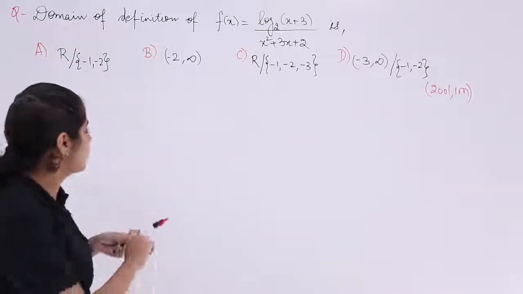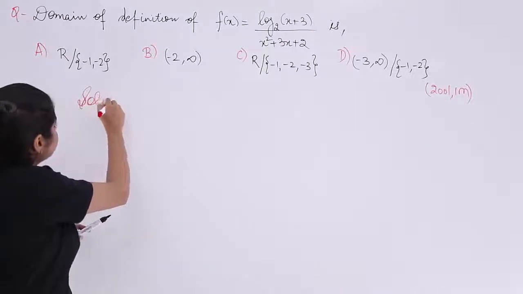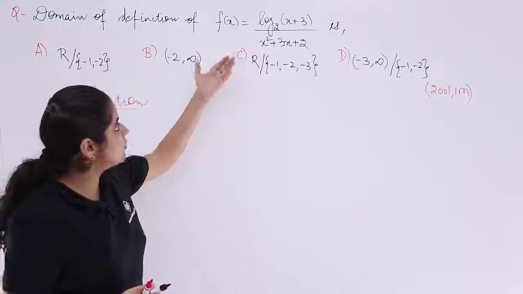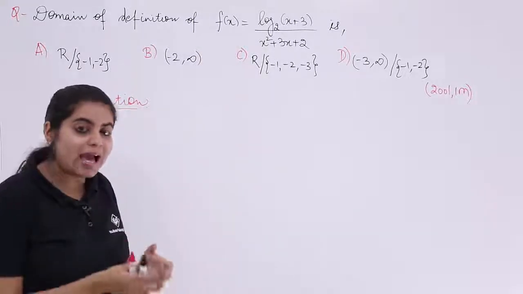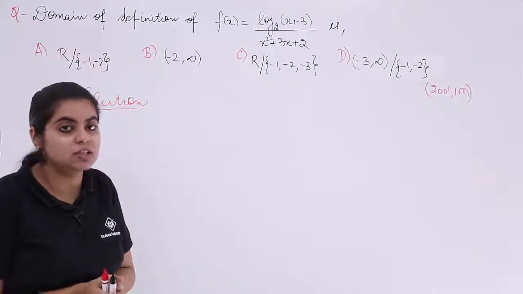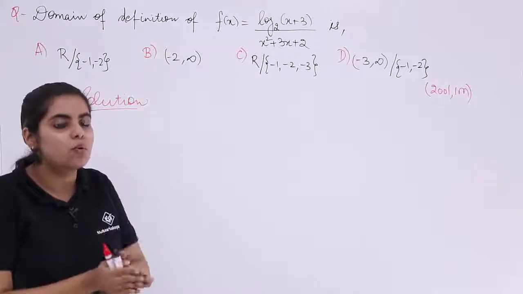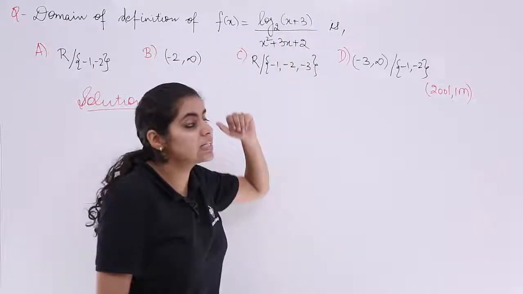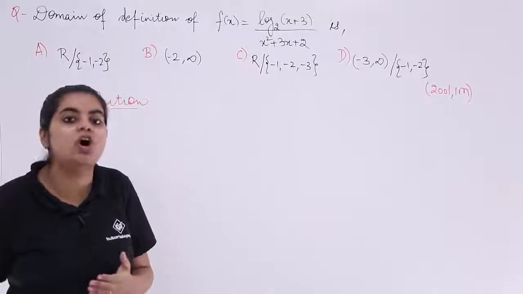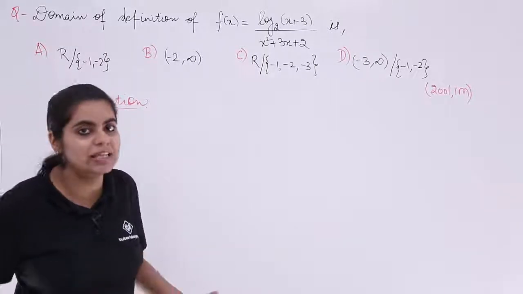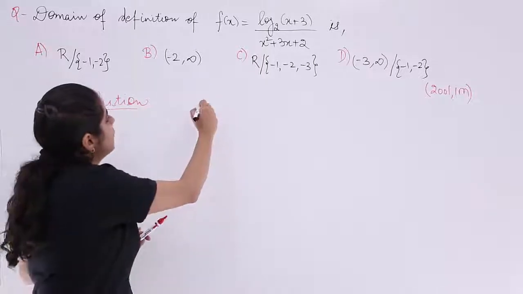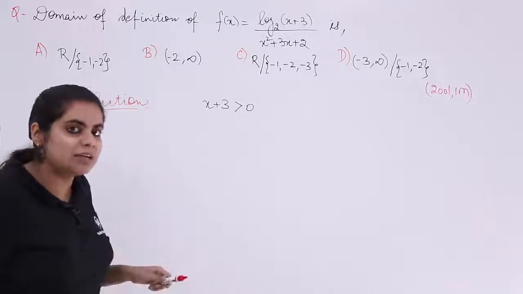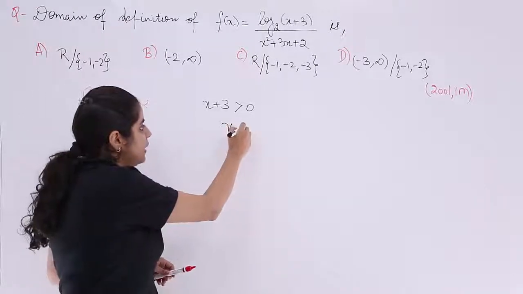So, let's start. I write the heading as solution, and we'll be starting the solution. The function is given to me as a logarithmic function. And I already know that a logarithmic function is only and only defined when its argument is positive. That means log of a function would be defined when this thing is greater than 0. It should not be negative in any case. So the numerator is defined when my x plus 3 is greater than 0. That means my x will be greater than minus 3.